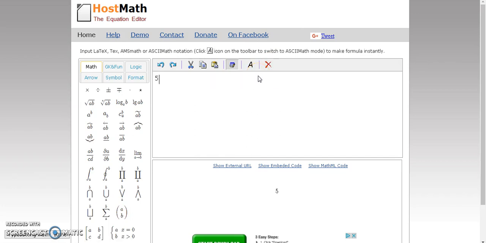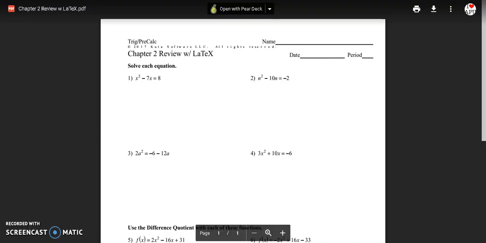So first I type 5, there's no special math there. So 5 plus or minus, and then we need the square root, and then it's 23. So notice how I did it up there on top in LaTeX. On the bottom it shows me a picture preview, and that's exactly what I want. Okay, so that's how LaTeX works. So we can do it with something more complicated. Let's do another problem here.